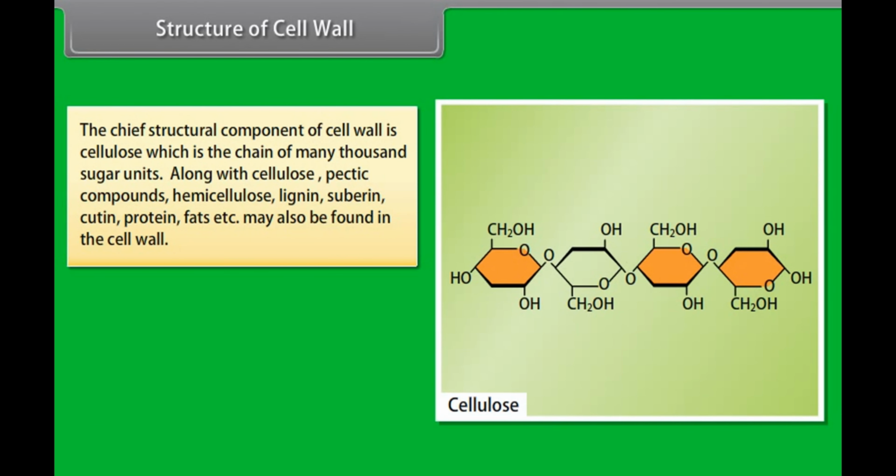The chief structural component of cell wall is cellulose, which is the chain of many thousand sugar units. Along with cellulose, pectic compounds, hemicellulose, lignin, suberin, cutin, protein, fats, etc. may also be found in the cell wall.